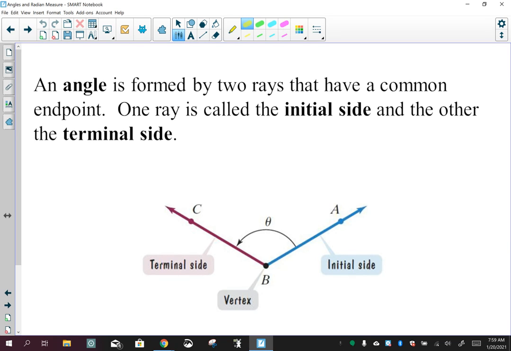Each of the rays will have a specific name. The one that we're going to start with, we usually start with one of them, is called the initial side. Then we lift the other ray off of that. That other ray, the terminal side, will actually determine our angle itself. So the terminal side will determine how big the degree or the radian measurement of the angle will be.